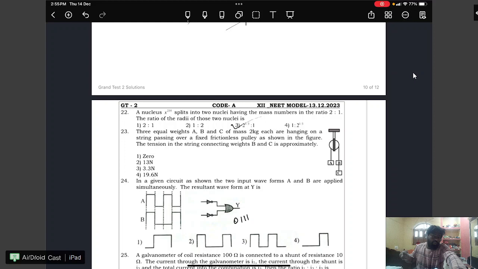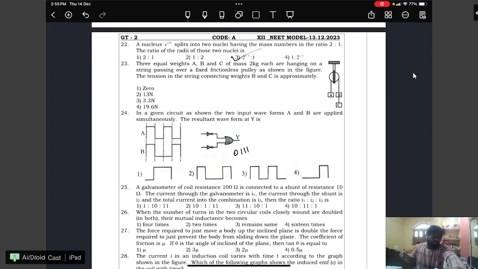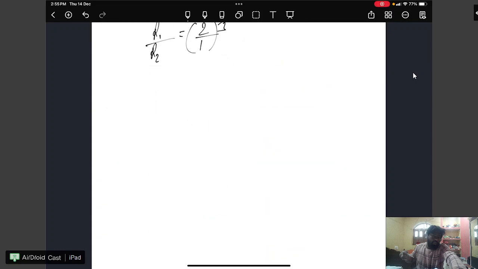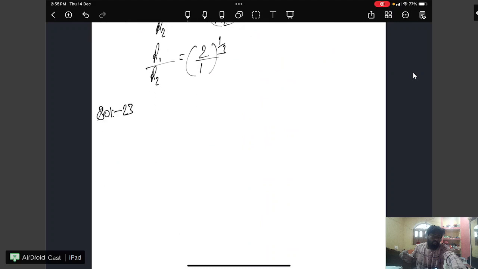Now question number 23. Three equal weights A, B, and C of mass 2 kg each are hanging on a string passing over a fixed frictionless pulley as shown in the figure. The tension in the string connecting weights B and C is approximately? All are equal weights of 2 kg, with a frictionless pulley. Here A is 2 kg, B 2 kg, and here also 2 kg.